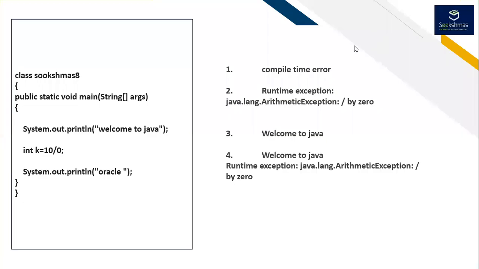For this code, I only gave an option to you guys. Just observe. This is a very basic and very simple code. Options are also here. Welcome to Java will be printed, sir. After that, arithmetic exception. Yes, sir. That means option 4. Yes, sir. Why is Oracle not printing?